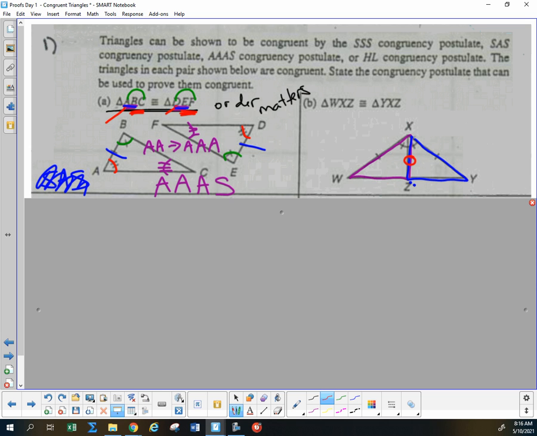Have I marked all three sets of sides? So it's not SSS. Have I marked two sides? Yeah. And I've marked an angle. Is the angle in between them or not? Yeah. So the angle's in between, so that one's going to be SAS.